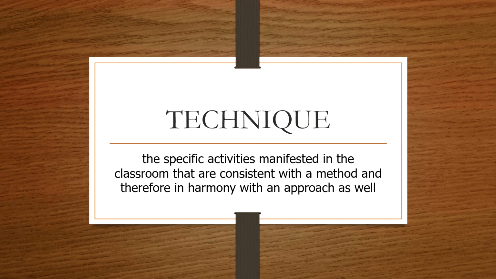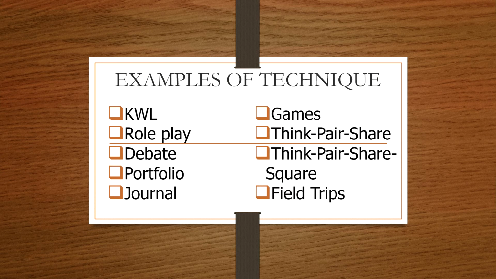Lastly, we have technique. Techniques are the specific activities manifested in the classroom that are consistent with a method, and therefore, technique should also be in harmony with an approach. So the techniques are the specific activities that we do in each step of the method. Examples of techniques are role-playing, KWL, games, debates, portfolios, journal writing, and etc.